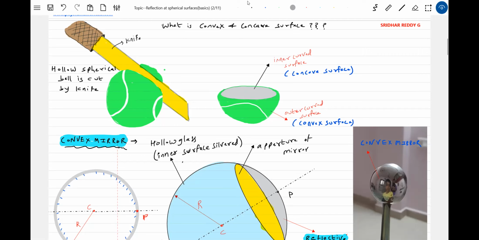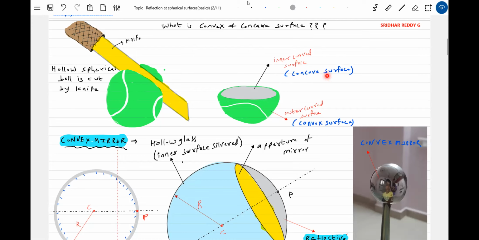With the knife, I'm going to cut it into two parts. The parts need not be equal. So when I cut it, one of the parts becomes available. This outer surface, the green color one, that will become a convex surface. And the inner surface will be some gray color. That will be a concave surface.